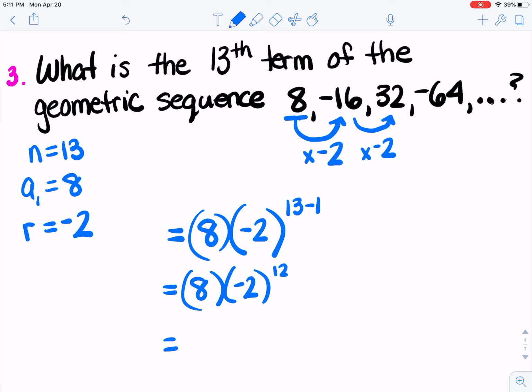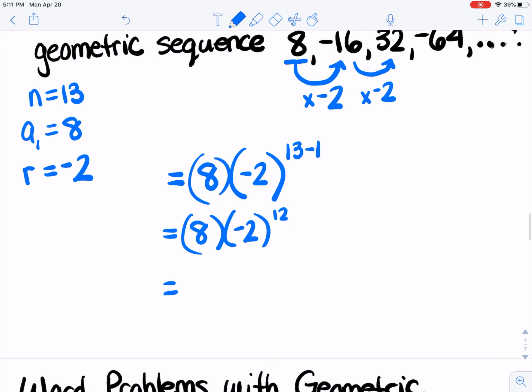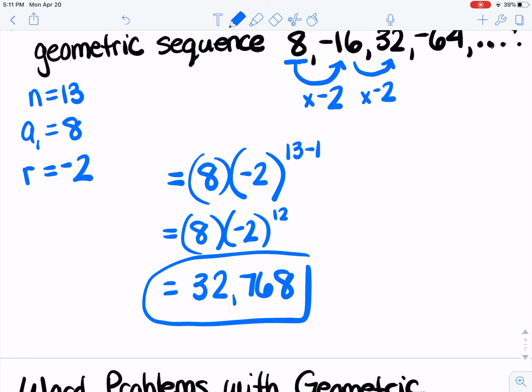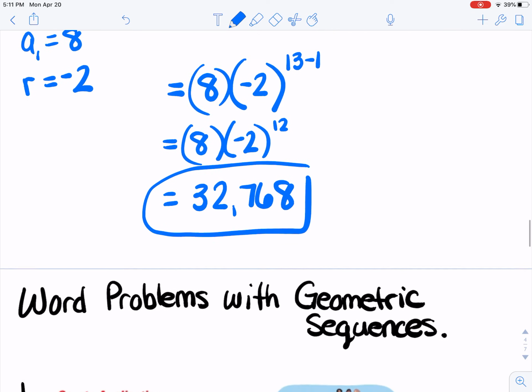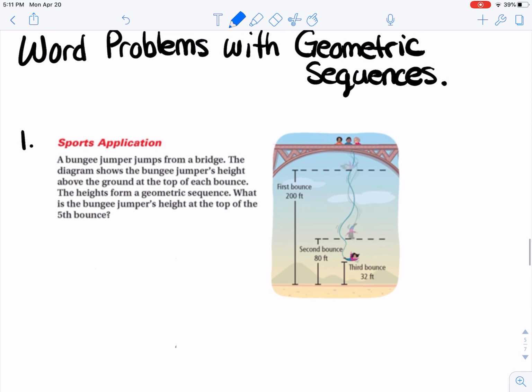So now you're going to type this in, and what do we get? 8 times negative 2. Make sure that negative 2 is inside the parentheses and it's being raised to the power of 12. This one, rather large number, larger than what we're used to with these ones, but you get 32,768. Now the last type of problem is word problems with geometric features.